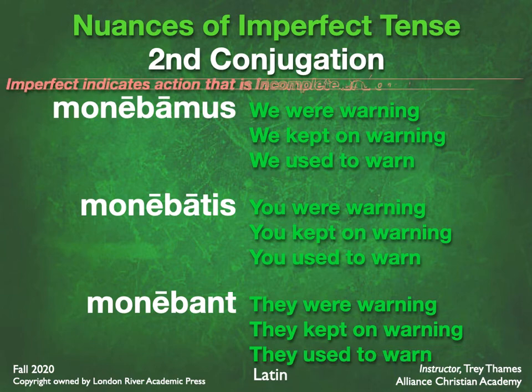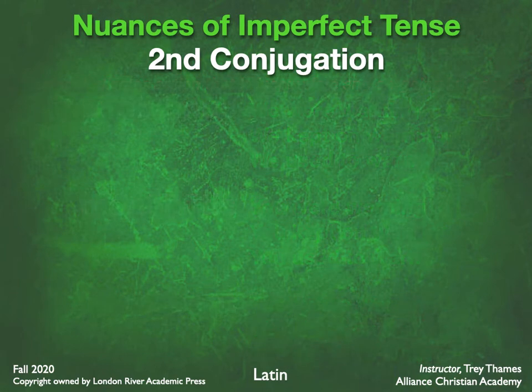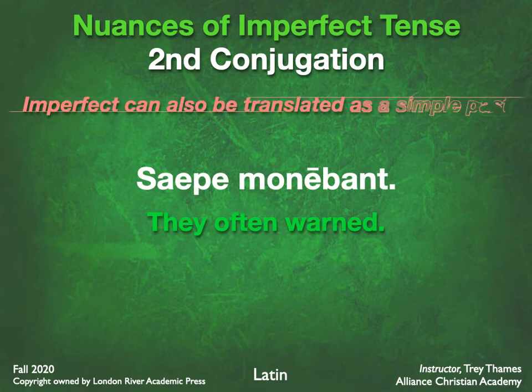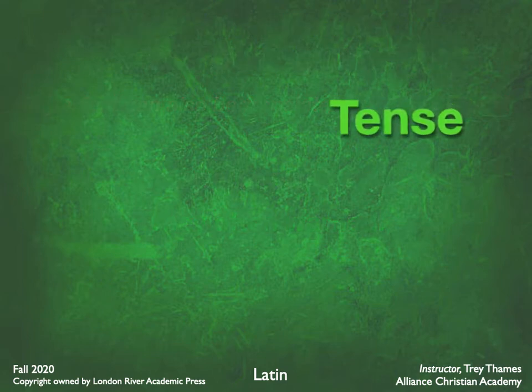All right. And of course, if you have these adverbs with it, saepe monebant would be "they often warned." Again, ongoing action in the past. All right, what about future tense?